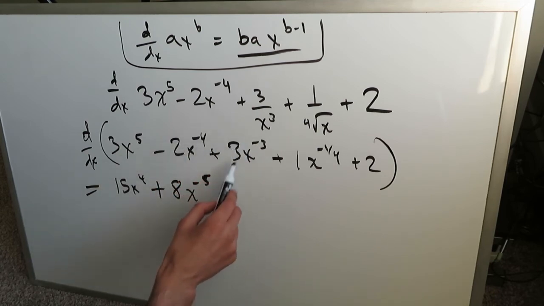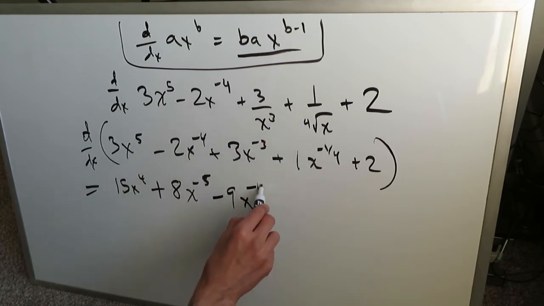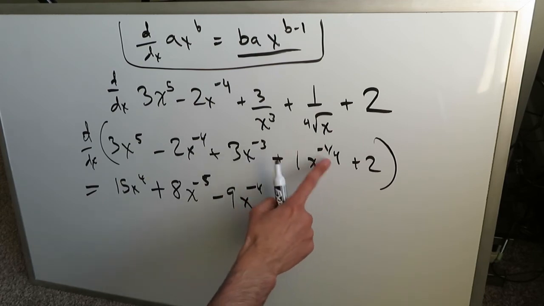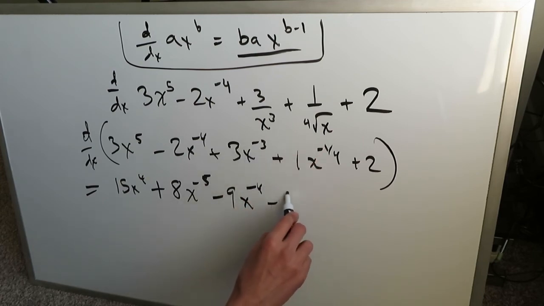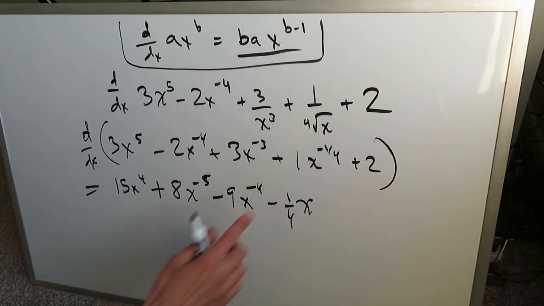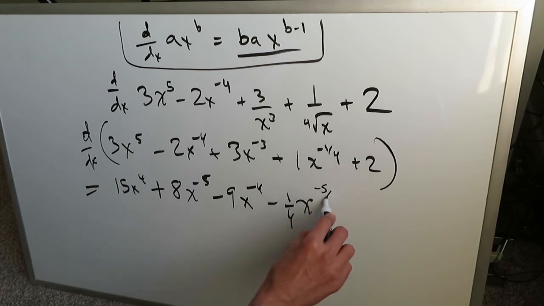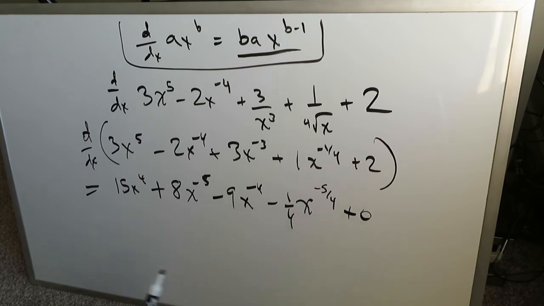Minus 3 multiplies with this 3 and you get a minus 9. And this minus 3 is reduced by 1, x to the minus 4. Let's look over here. Minus 1 over 4 multiplies with 1 to give you that minus 1 over 4 coefficient. And the exponent, minus 1 over 4, is reduced by 1. You get a minus 5 over 4. The derivative of any constant is always 0. Never waste your time with that.